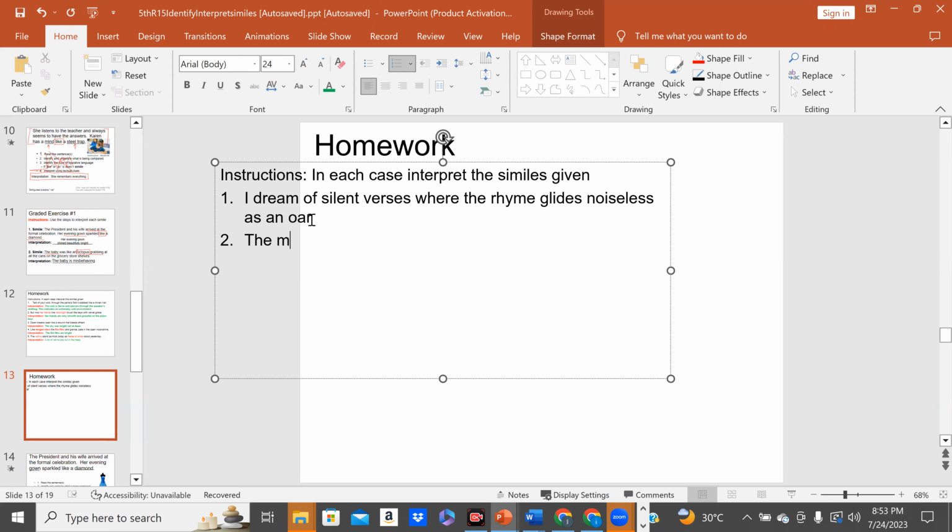The next one is the music changes like the prismatic glass, giving the world a glimpse of the colors it forgets.